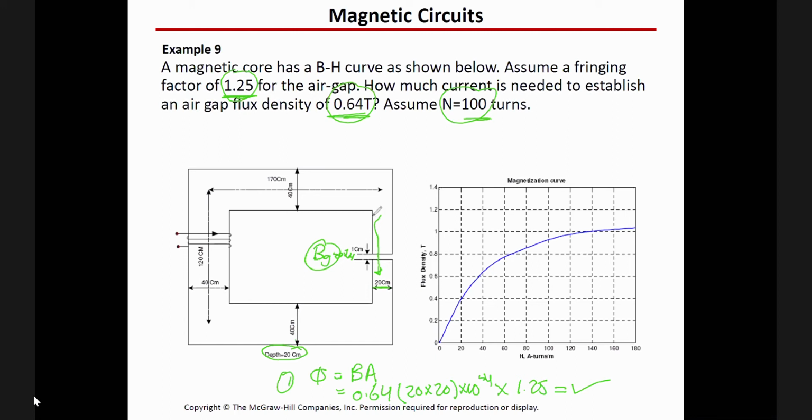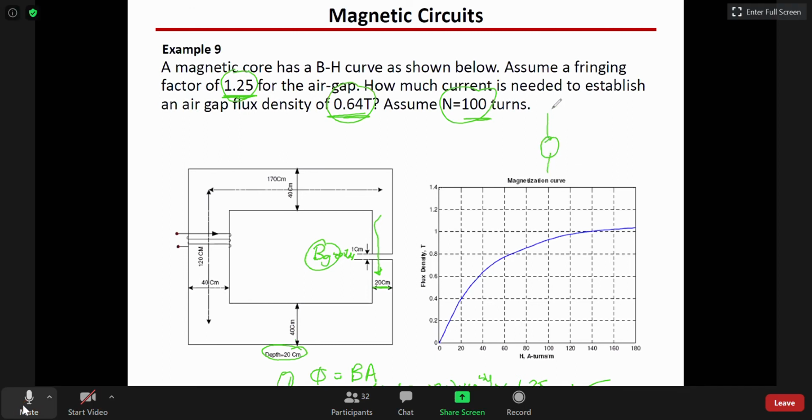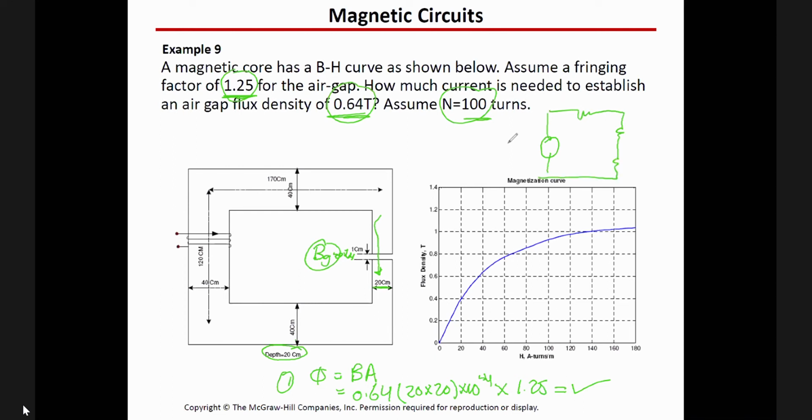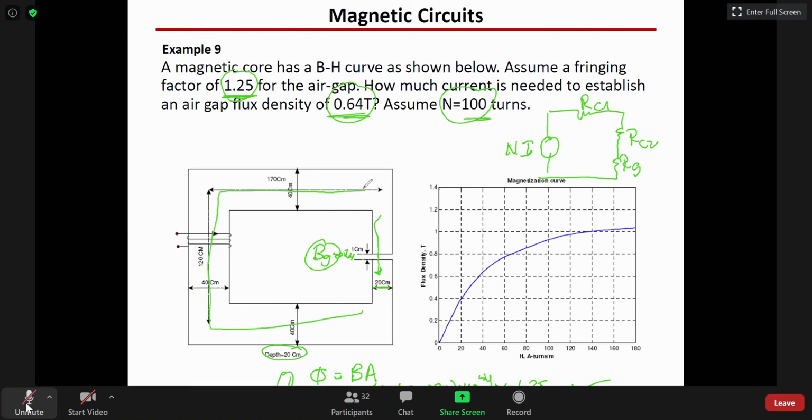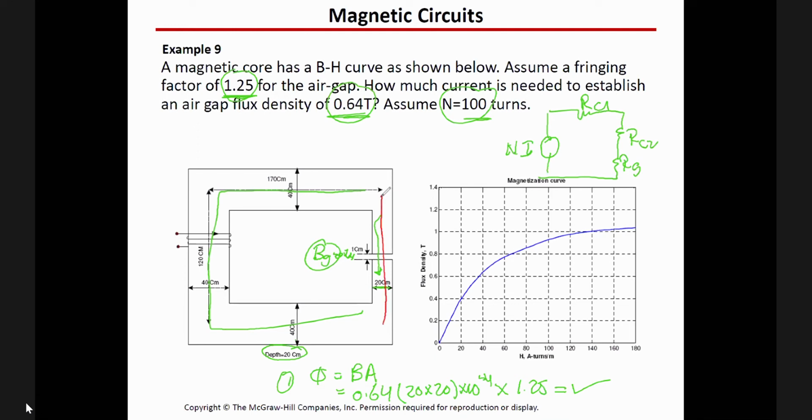So once we find the flux in the core, what we can do is represent the whole circuit. How many reluctances do we have? We have three. This is Ni. This is for the air gap, this is for the C2, and this is for C1, where C1 will be the three legs here. C2 will be this one, because it's thinner. The air gap, of course, will be the air gap here.